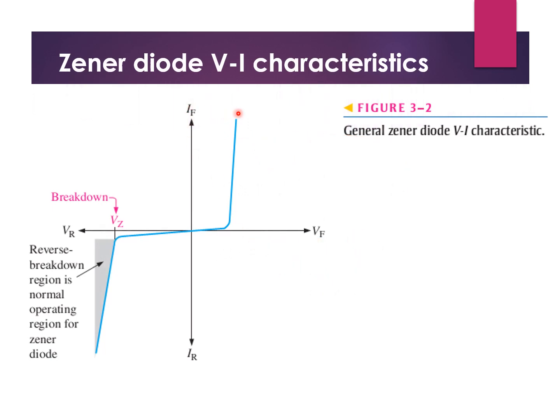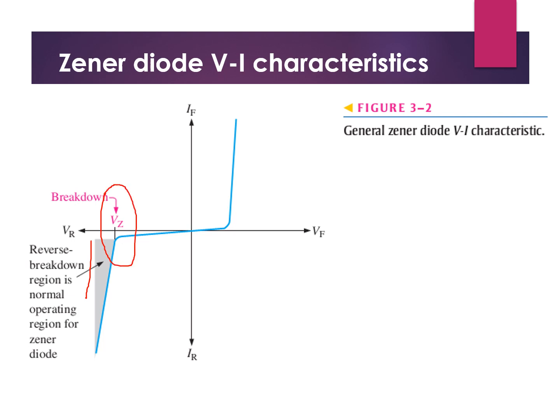So here you can see the characteristics of the Zener diode. This is the forward bias characteristics, where it acts as a normal PN junction diode. Under reverse bias condition, the breakdown region is the normal operating region for the Zener. In a normal PN junction diode the breakdown occurs later, but in the Zener the breakdown occurs before that, at a lower voltage itself.